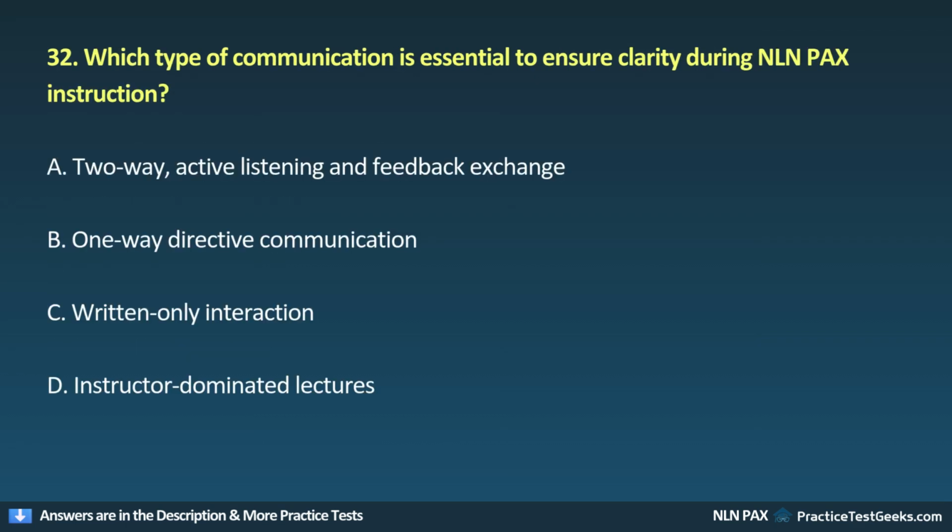32. Which type of communication is essential to ensure clarity during NLN PAX instruction? A. Two-way, active listening and feedback exchange. B. One-way directive communication. C. Written-only interaction. D. Instructor-dominated lectures.